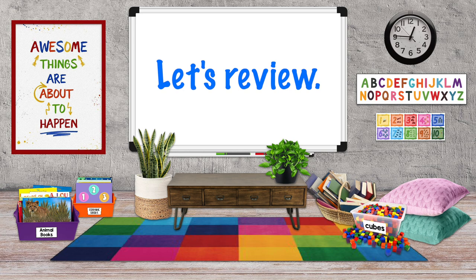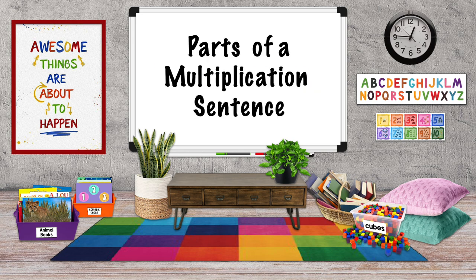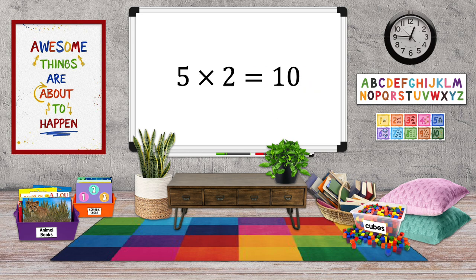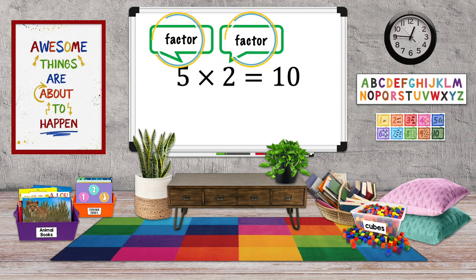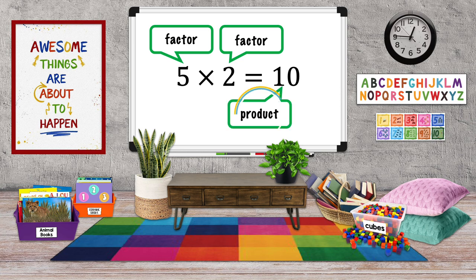Let's review some important ideas. First, we'll name the parts of a multiplication sentence. The numbers we multiply together are called factors. The answer in a multiplication sentence is called the product.